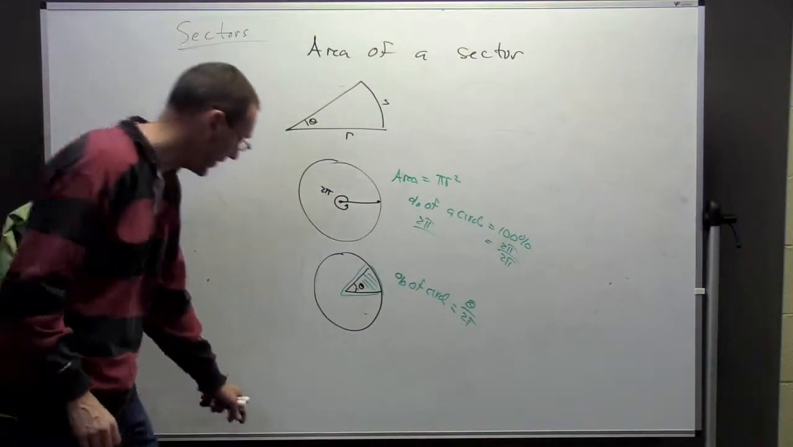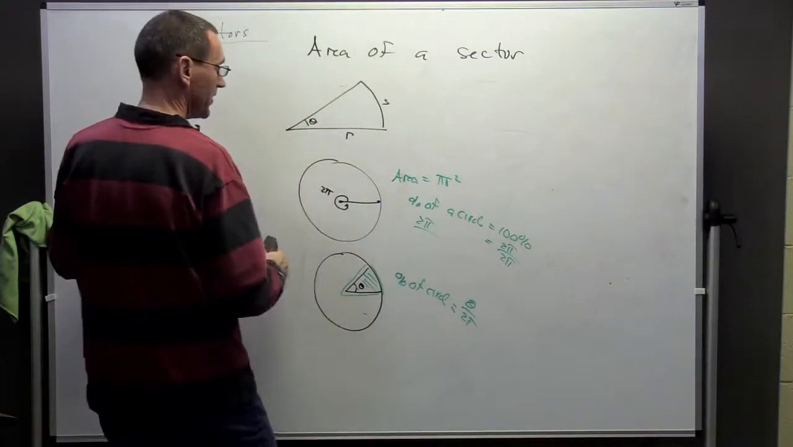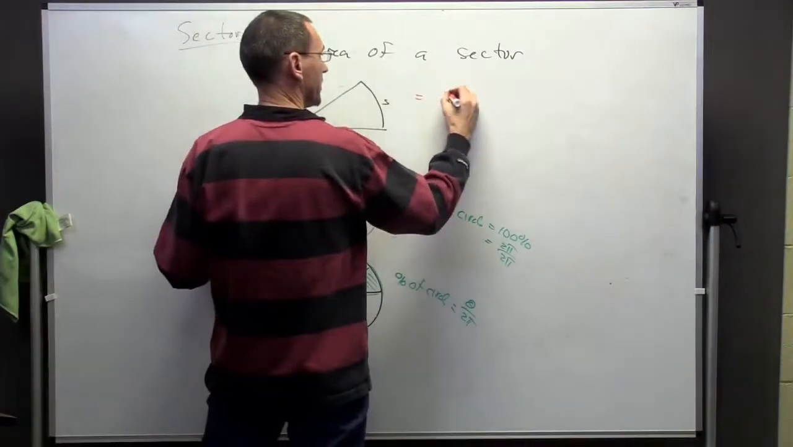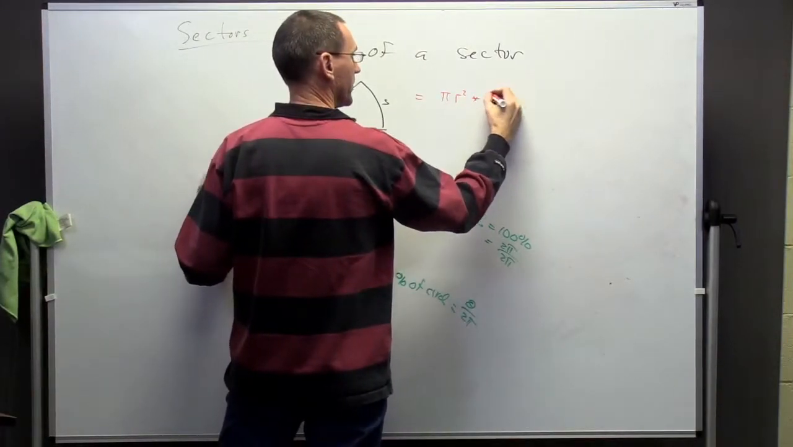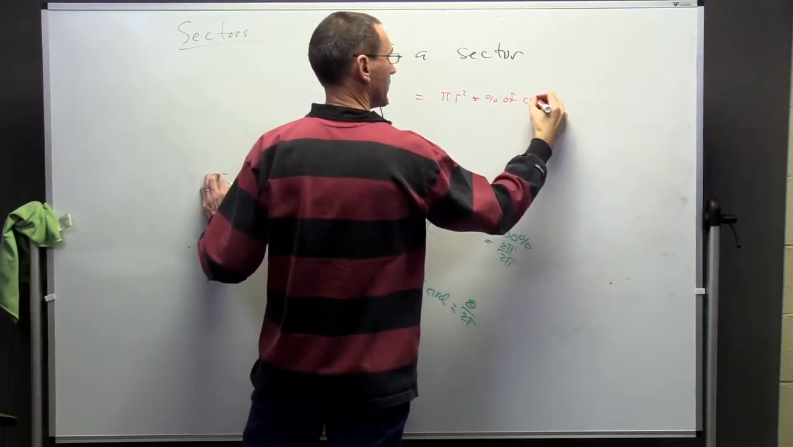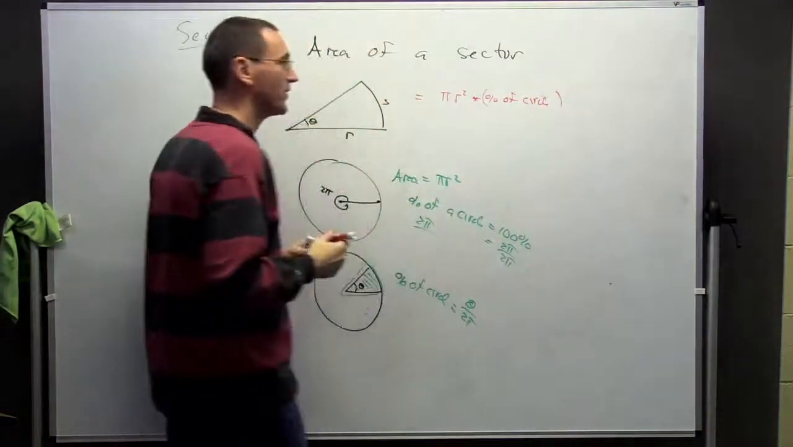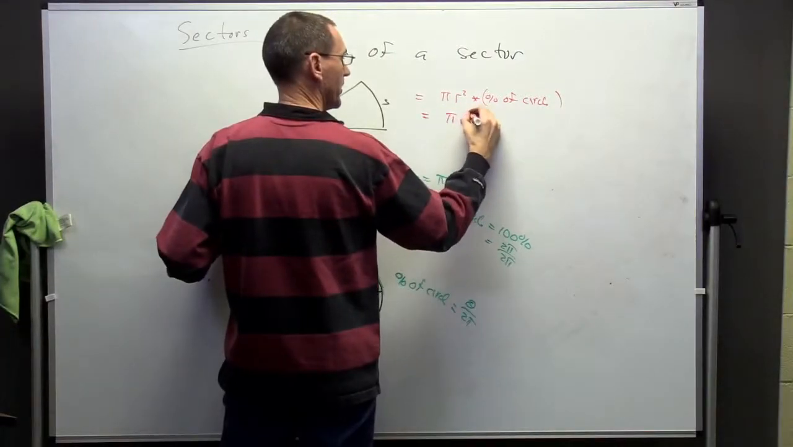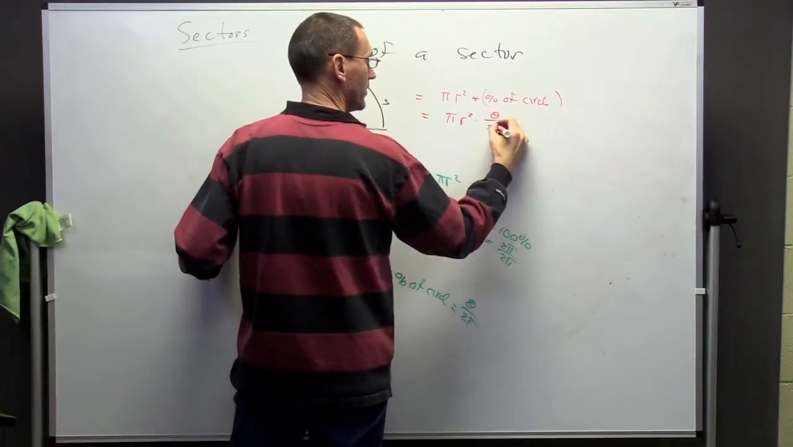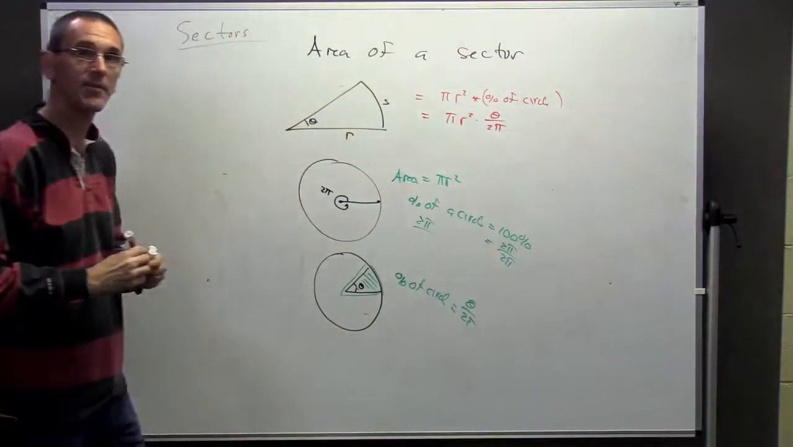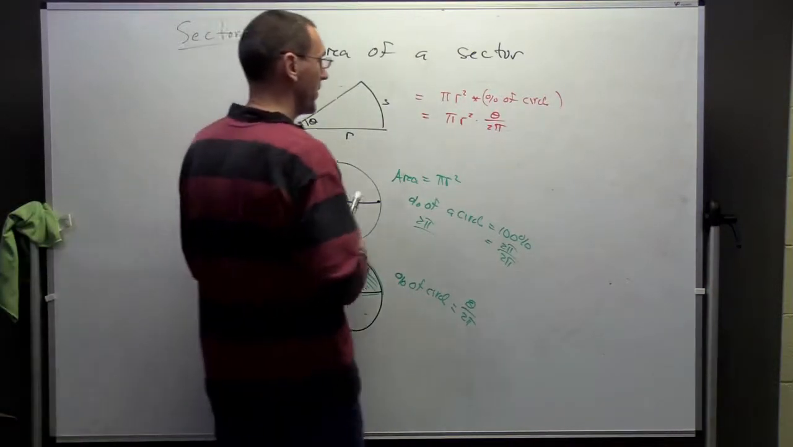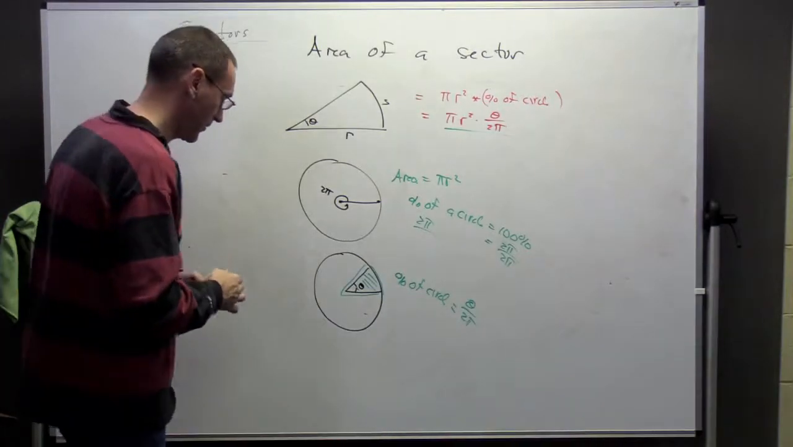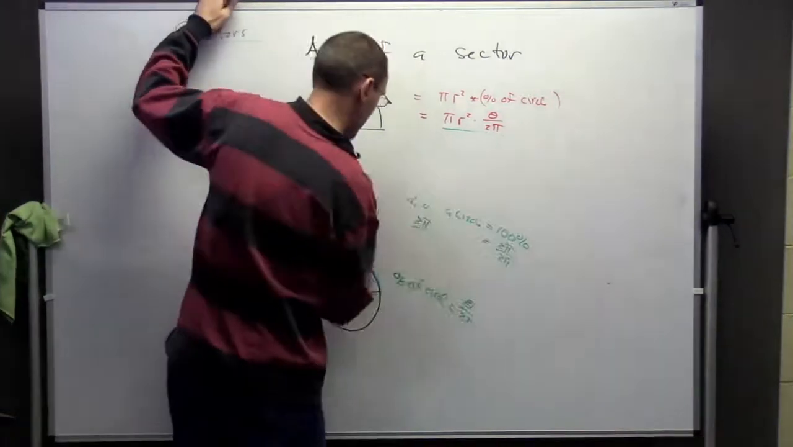So going back and looking at this particular question here, this is going to be pi r squared times the percent of the circle that I have. But that is going to be my angle divided by 2 pi. Okay? So this expression right here gives me the area of this, and now I'm going to do a little algebra to clean that up.